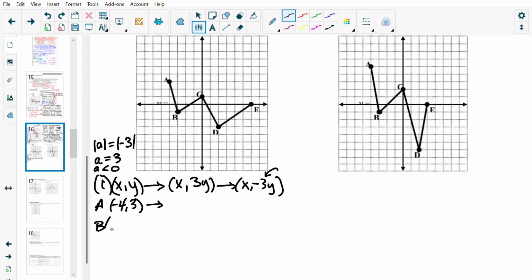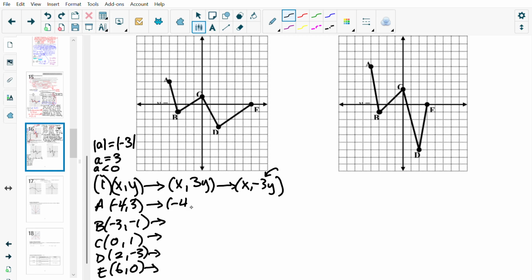So let me step through each of these points and show you what happens. So let me list them all. Okay, let's do one at a time. So we'll do the vertical stretch first. That's -4, 9. I'm multiplying all the y values by 3. -3, -3, 0, 3, 2, -9, 6, 0.